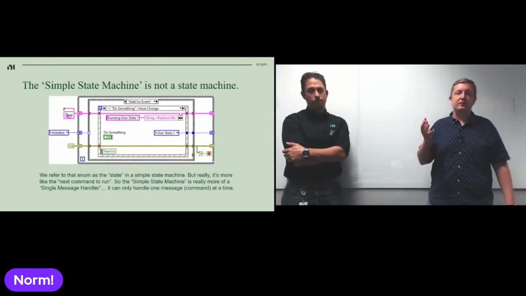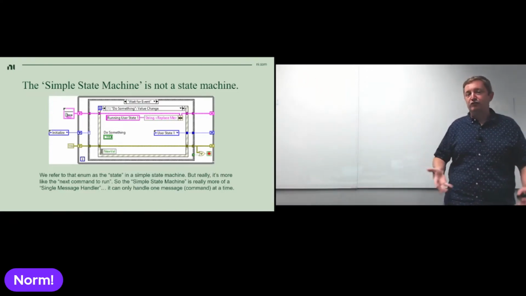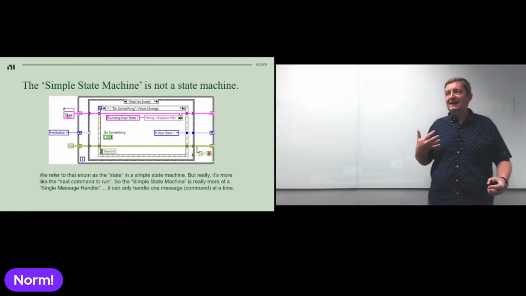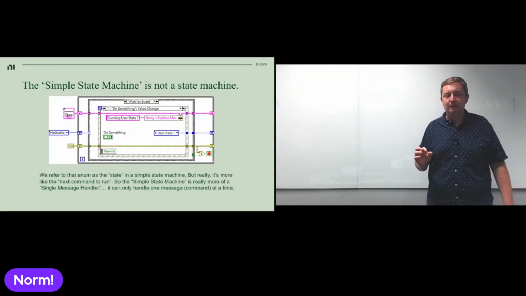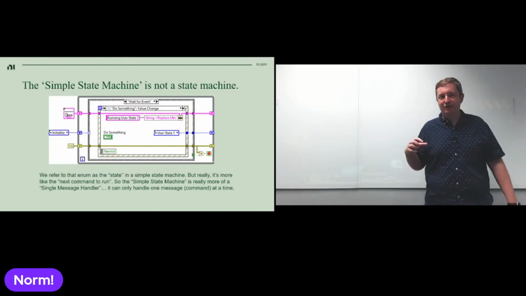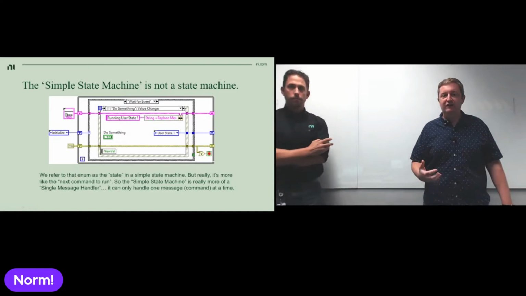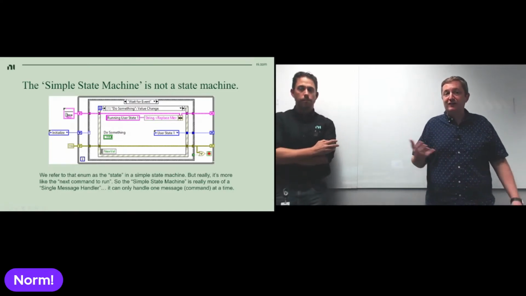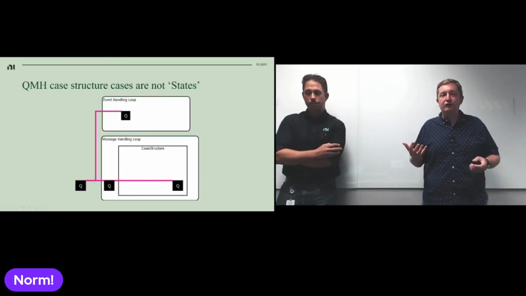That is the template that ships with LabVIEW. It's called the simple state machine. My colleague at NI, Christian Lowe, some of you probably know him, hates that term for this framework because it's really not a state machine. If you dig in and look at it closely, this thing isn't really maintaining any state. That enum is not defining a state. It's defining what to do next. In other words, it's giving you a message of what to do next. So I would call it the single message handler, not the simple state machine.